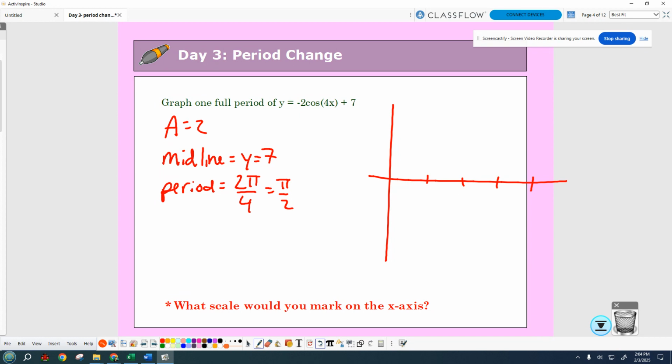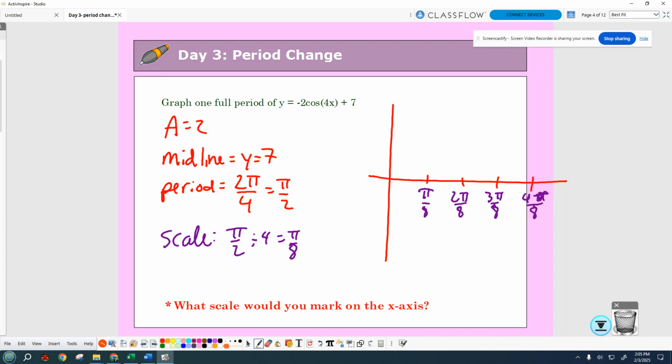So our thing on the X scale, oh, we don't have that yet. So, Anya, what is the scale that I need to put on here? Pi over 8, how did you get that? Multiply it by 1/2 and 1/4. Multiplying by 1/4, so 1/8, 2/8, 3/8, 4/8.